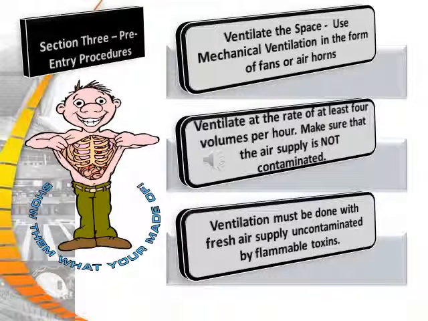Ventilating the space. Use mechanical ventilation in the form of fans or air horns. Ventilate the space at least 4 volumes per hour, making sure the air supply is not contaminated. Ventilation must be done with a fresh air supply uncontaminated by flammable toxins.